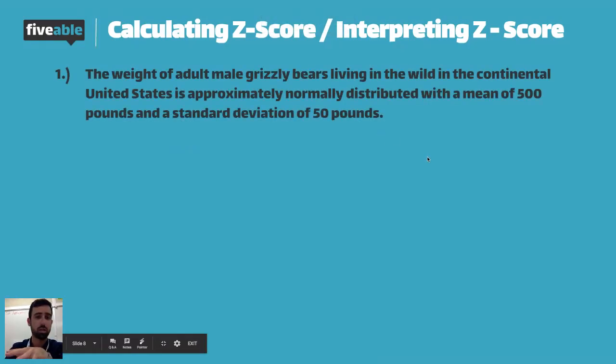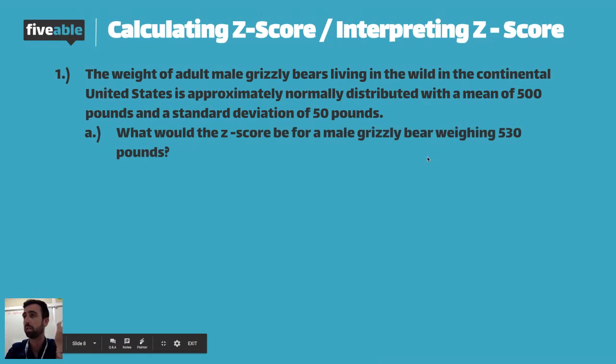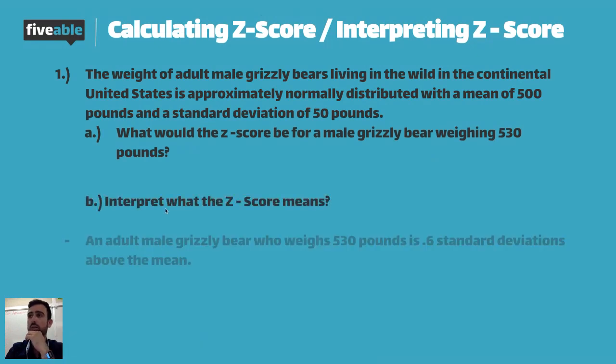Now you're probably going to be asked to interpret it. So what does that mean? Well, an adult male grizzly bear who weighs 530 pounds is 0.6 standard deviations away from the mean, and in this case, they're above the mean. A full standard deviation would have been 50 pounds. So 550 would have been a full standard deviation out. But it was 530, so we shouldn't get 1. You should get something between 0 and 1. We got 0.6, so that makes sense.